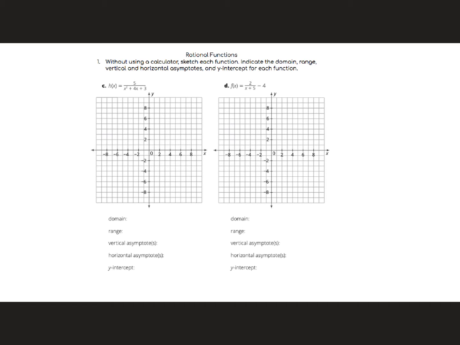Alrighty, my friends, let's take a look. Without using a calculator, sketch each function. Okay, let's see. x squared plus 4x plus 3.